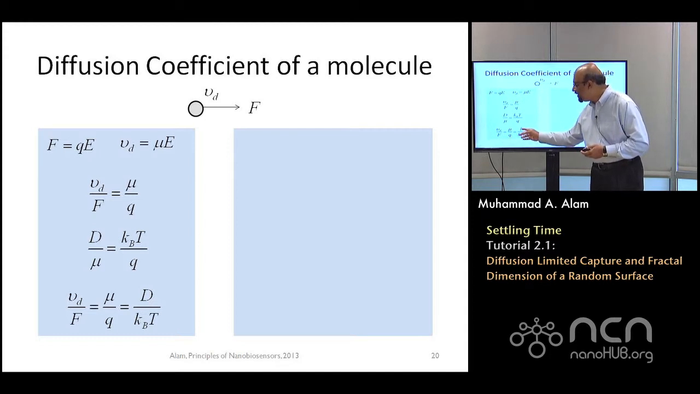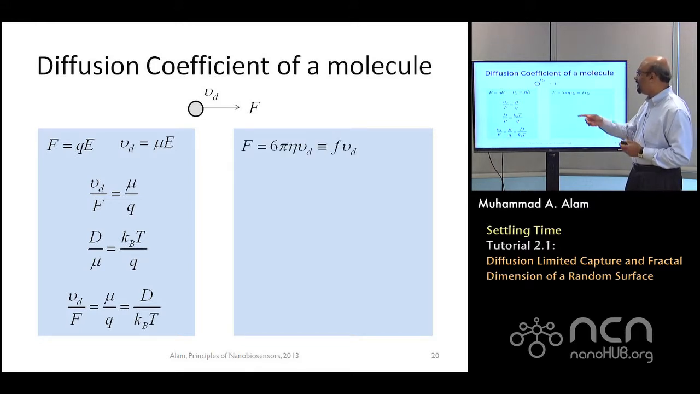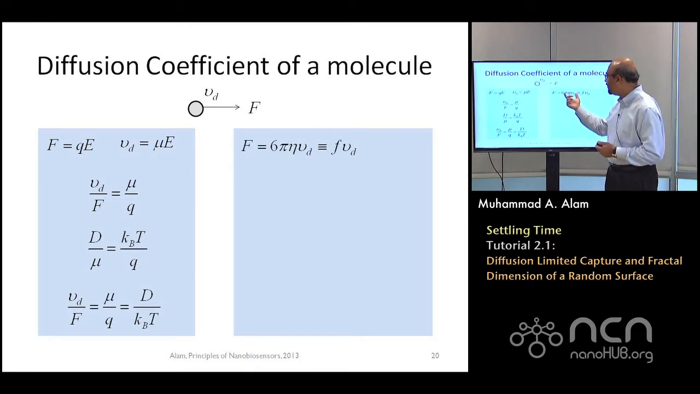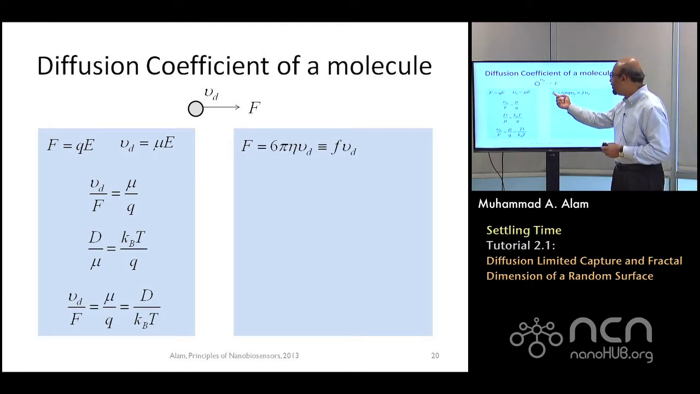Now here, you see this relationship, Vd over F, D over kT, is not only true for electrons, it is true for everything. Anytime you apply a force, it doesn't even have to be charged. And therefore, there is another version of Einstein's relationship through the Stokes equation: if you have a little sphere in a fluid and you're pushing it, and it is moving at a velocity Vd, then the relationship between force and the velocity is given by this proportionality constant.